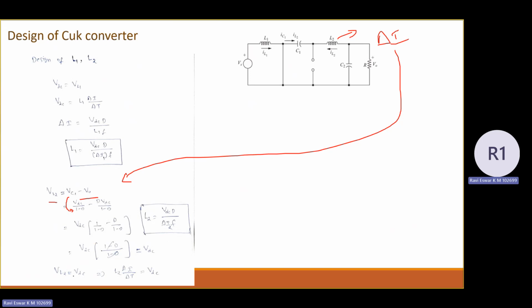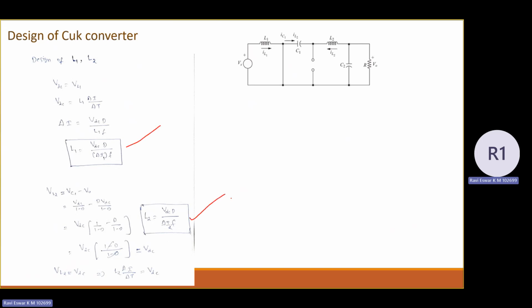So finally, I'm bringing in terms of input voltage. So VL2 is also equal to VDC here. Again, VL2 equal to L2 into del I by del T. So from this, I can write L2 as, so this del T I can write it as D into T. So I can write L2 as VDC D. This T comes to the denominator, it becomes F, switching frequency. So L2 is equal to VDC D by del I2 into F. This is how you can design the values of L1 and L2 for the Cuk converter.